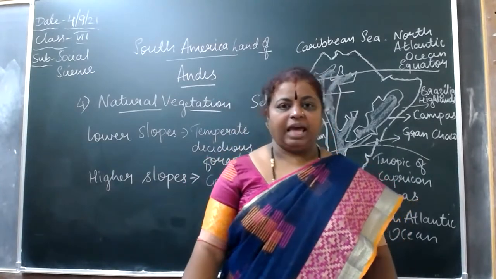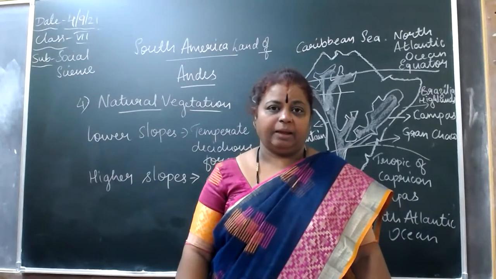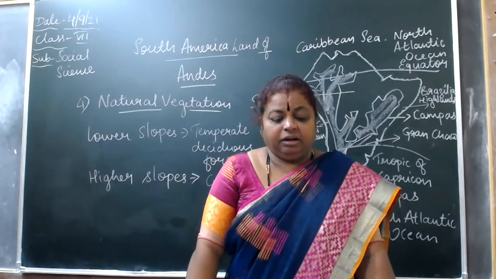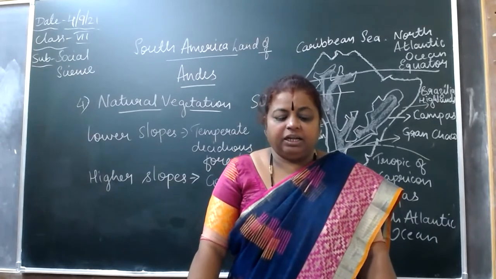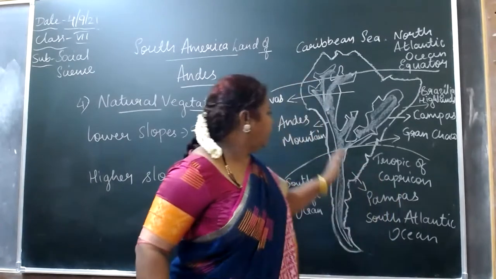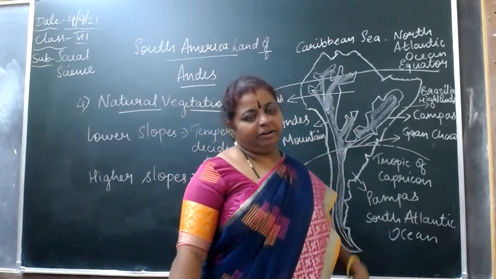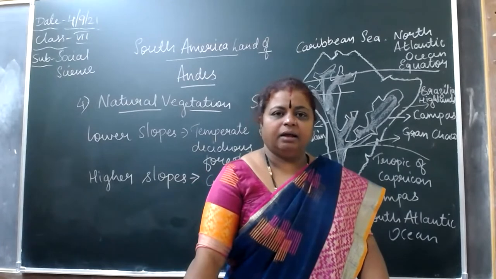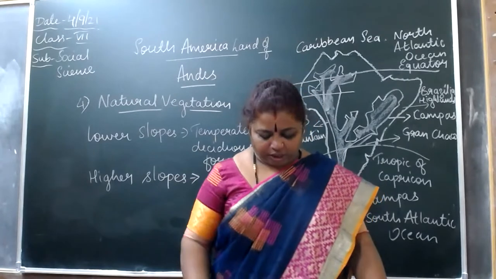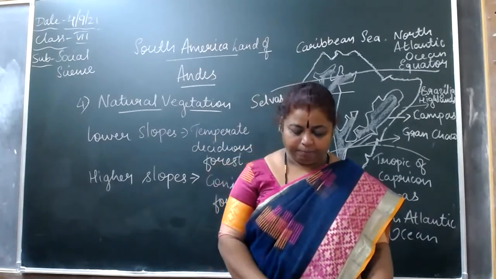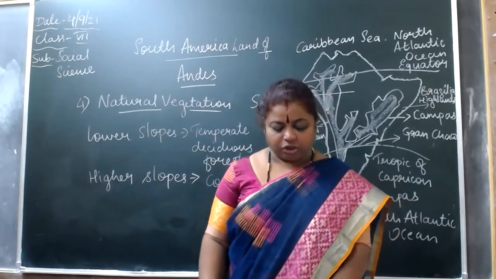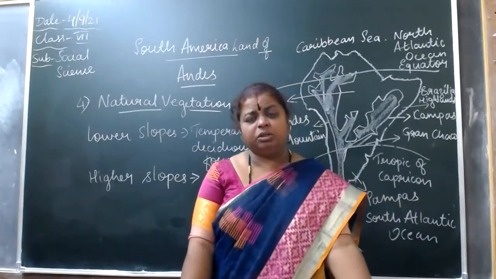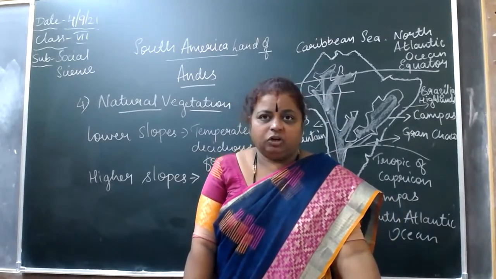Central Chile has a Mediterranean type of climate, which has evergreen trees and shrubs. Mediterranean type of trees we will get in Chile, in the middle central part of South America, and it has evergreen trees and shrubs. Shrubs means small plants, children. In the picture they are not shown. So this is about the natural vegetation.